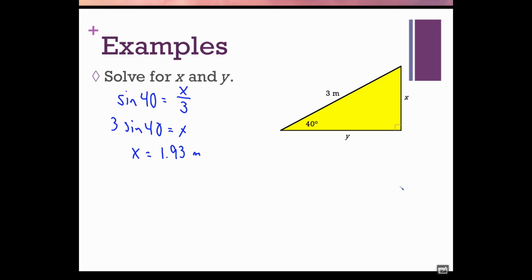Okay, let's find y. From the 40-degree angle, is y the opposite, the adjacent, or the hypotenuse? Adjacent, and we also know the 3, which is the hypotenuse. What function uses adjacent and hypotenuse? Cosine. Cosine of 40 degrees is equal to y over 3. So 3 times the cosine of 40 is equal to y, and therefore y is equal to, will it be bigger or smaller than 1.93?